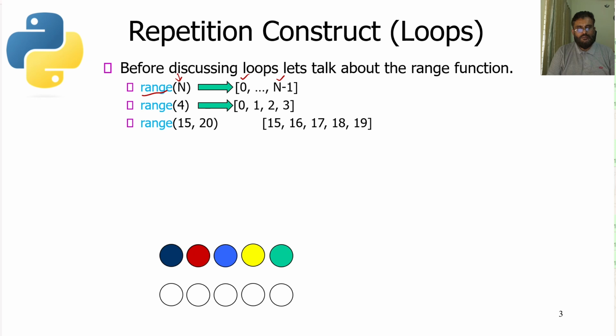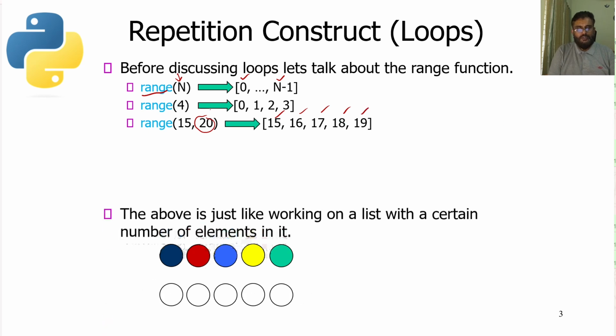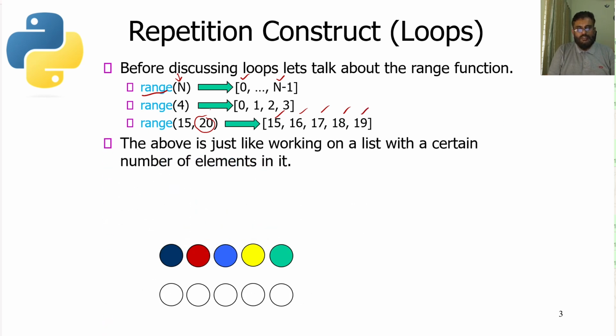We can also give two parameters. In that case, the first one is going to be the start index, and the range function will iterate from the start index to 1 less than the upper bound you gave in the parameter, which in this case was 20. So in this case, it will be iterating over 15, 16, 17, 18, and 19. So it is just like working on a list with a certain number of elements in it.